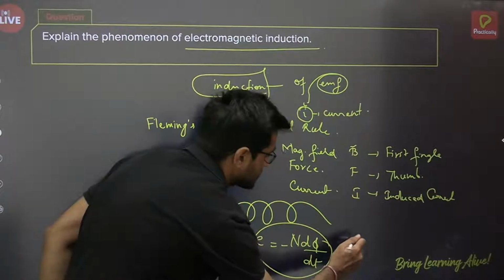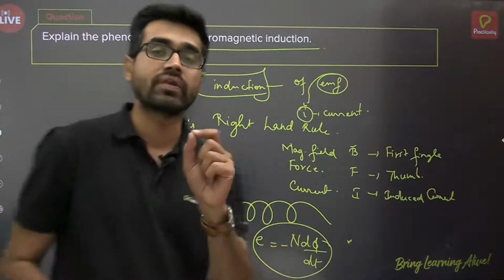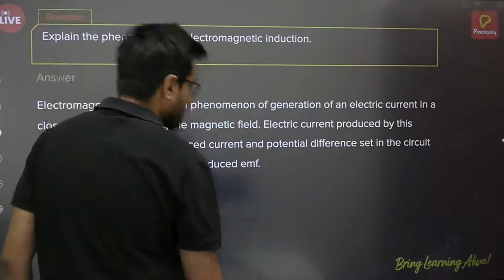You should not write this for yourself. You can remove this. Just understand that flux is represented by phi. I just made an extra 11th class thing. Let it go. So the simple thing that you should remember is this.